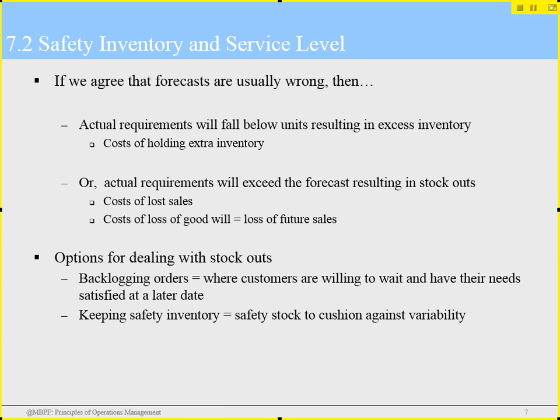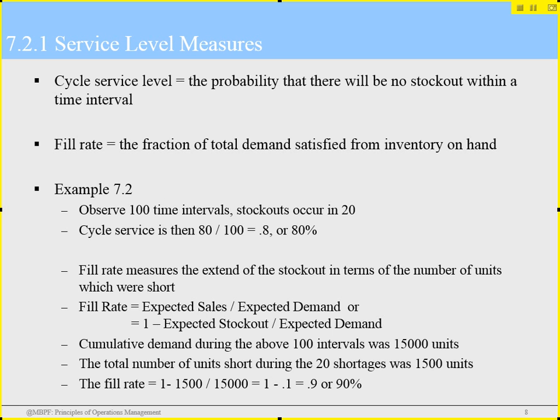So we've agreed. Forecasts are usually wrong. We have a couple of options. We can either be overstocked or understocked. Okay. We have some different service level measures that we use. And these are going to be the kinds of problems that you're going to see from this part of the chapter. They're going to be really straightforward in terms of, let's just make sure that we understand how to calculate a cycle service level and a fill rate.